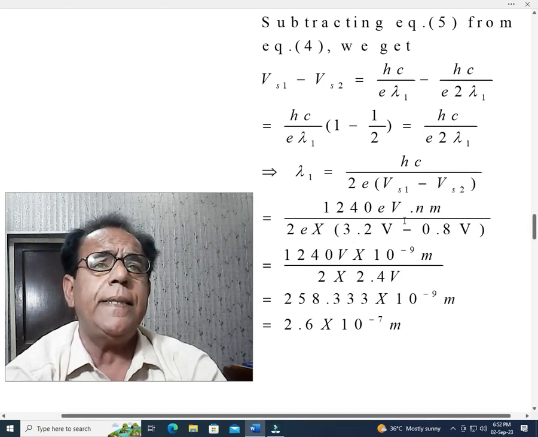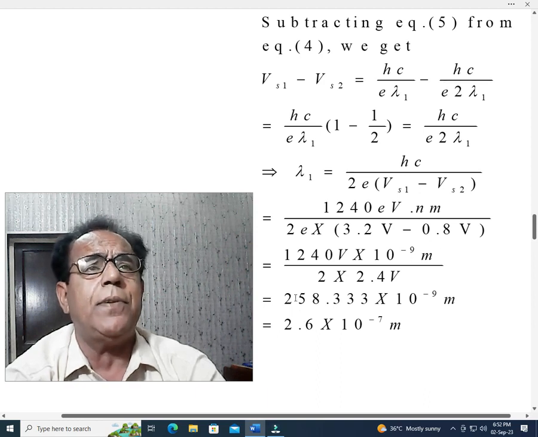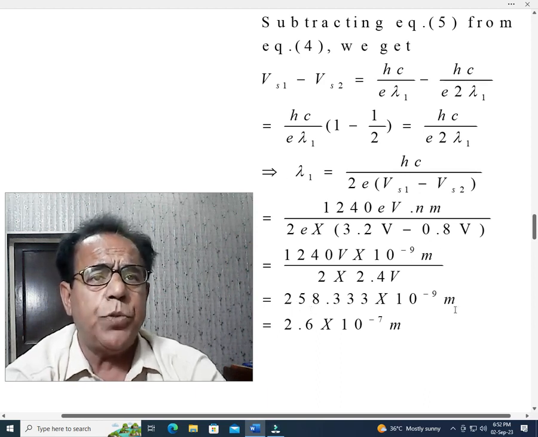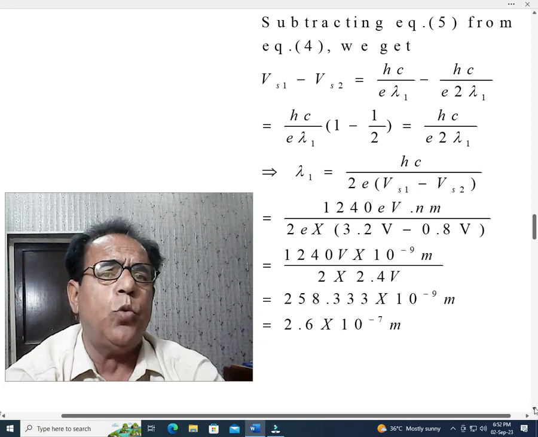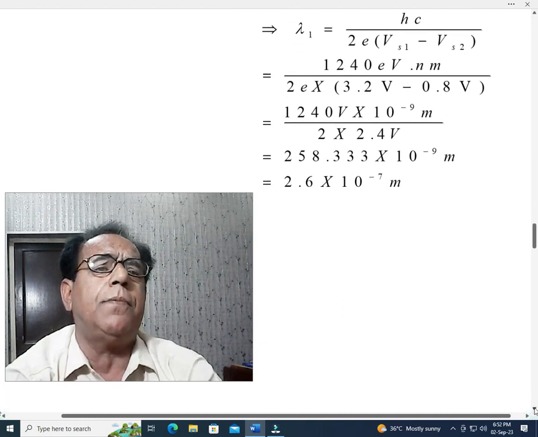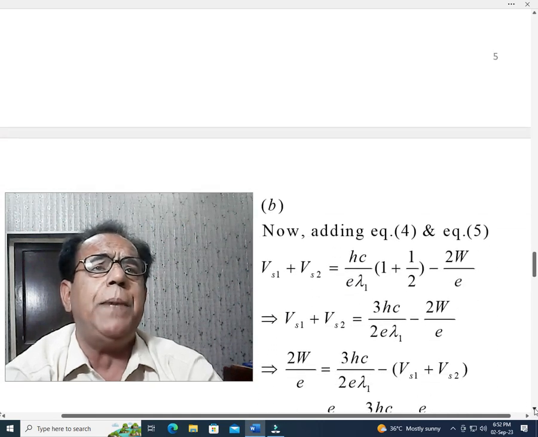This nano stands for 10 raised to the power minus 9, and hence our lambda 1 becomes equal to this, or it can alternatively be written as 2.6 into 10 raised to the power minus 7 meter. So one part has been solved. Now we will add these two equations to reach the remaining part of the solution.